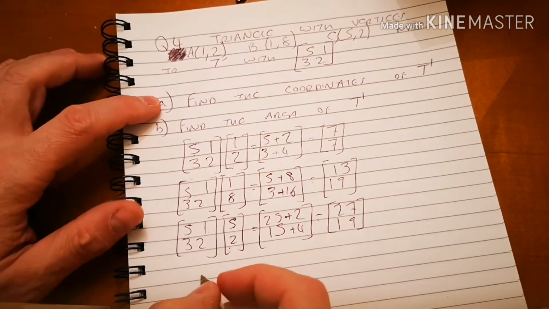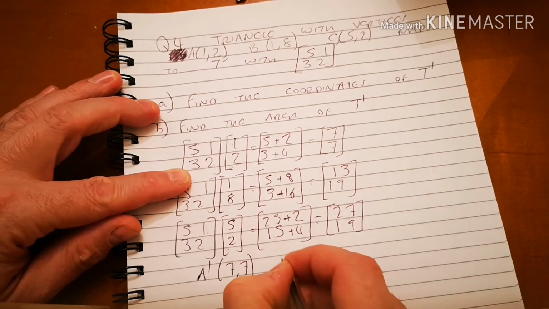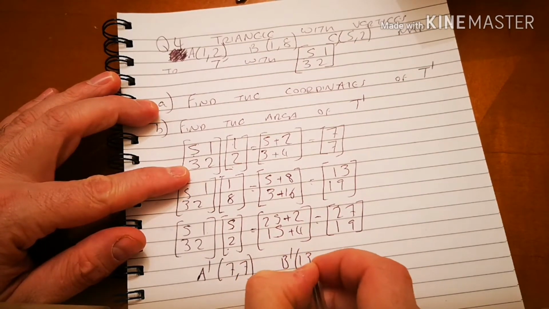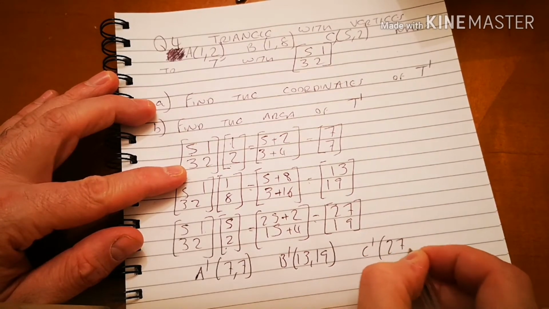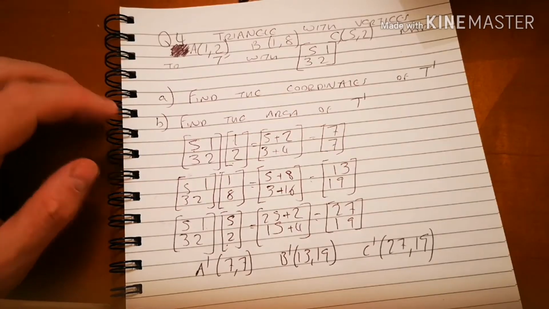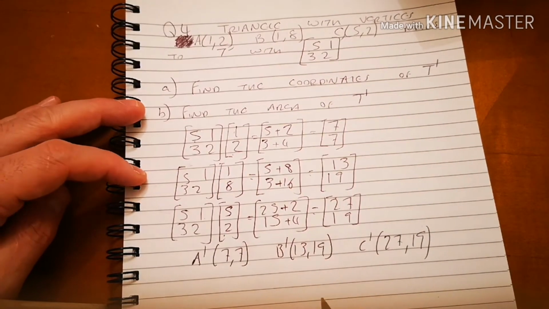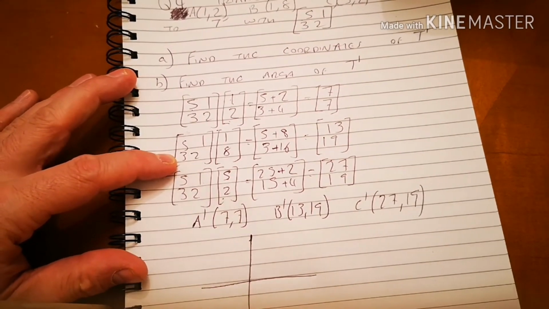So my new coordinates of A dash is 7, 7. B dash is 13, 19. And C dash is 27, 19. Now for part B, we have to find the area, and let's be honest, it's going to be a lot easier if I just draw a sketch of it.